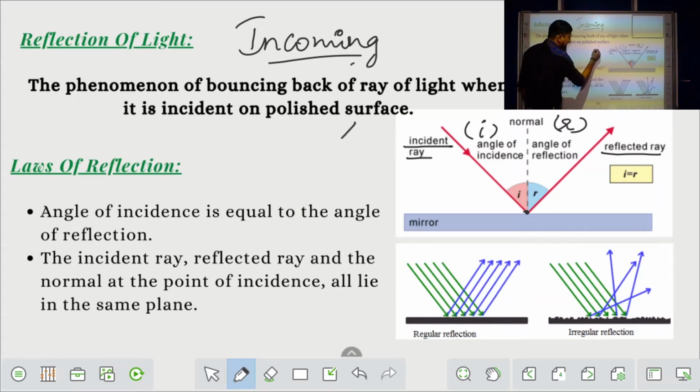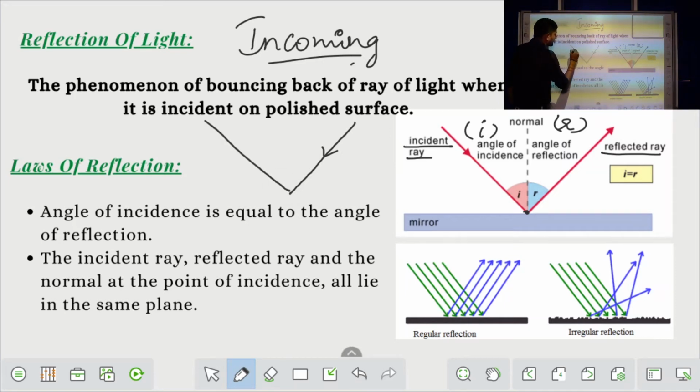For example, if I draw the incoming, that is the incident ray, on my right hand side, where will my reflected ray be? The reflected ray will be like this. And you have to mention the direction also, in which direction it is going. Correct? It has to be mentioned.